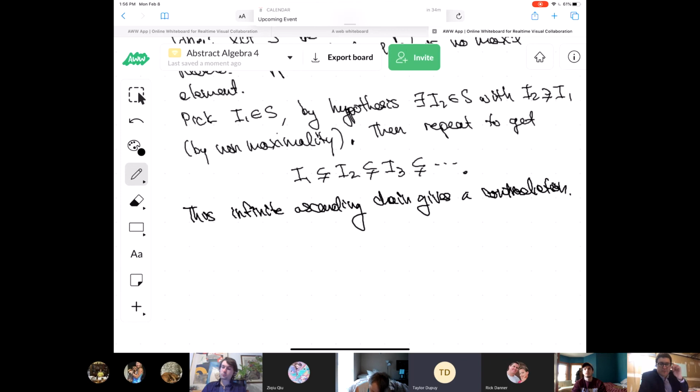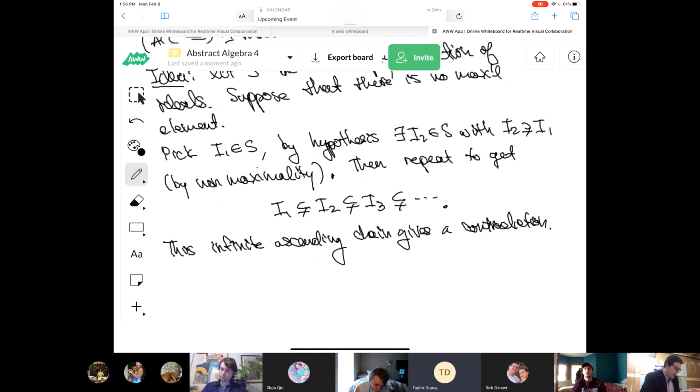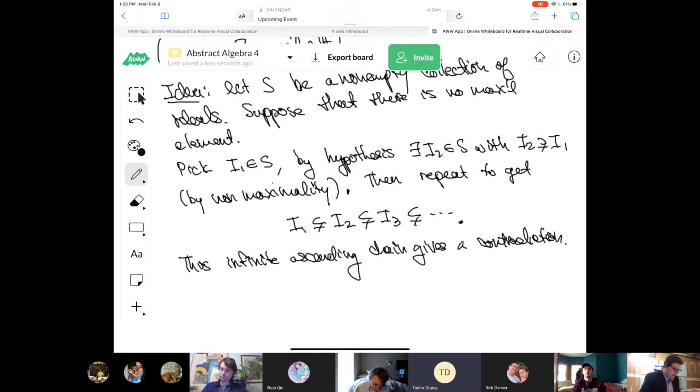Okay, does that make sense? So it's like if we didn't have a maximal element, if there was never a maximal element, then you could just take one, and there's always going to be one above it, and one above that one, and so on and so on. That's going to give you an infinite ascending chain, and that's a contradiction if you suppose there are no infinite ascending chains. Okay, so that proves that part.